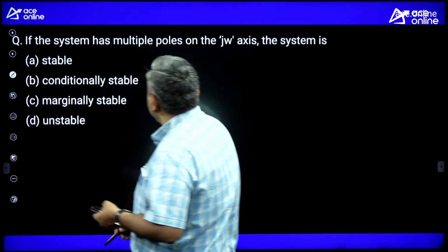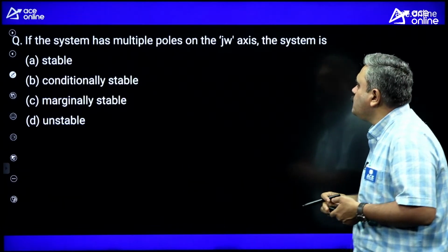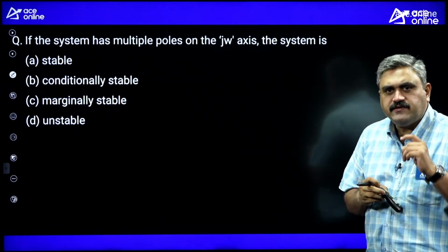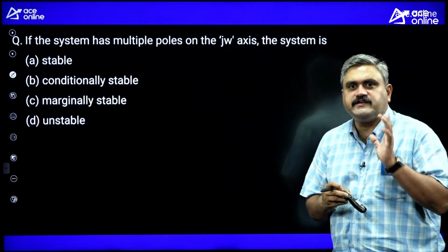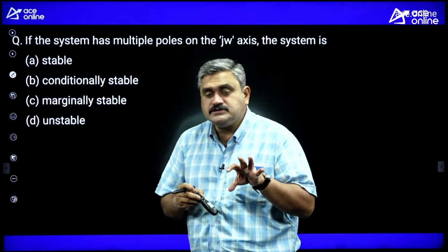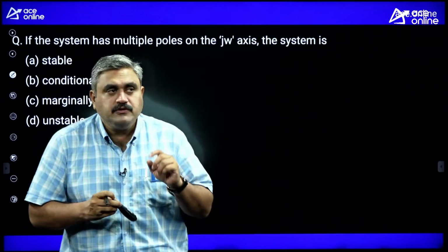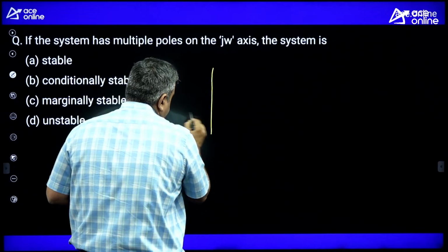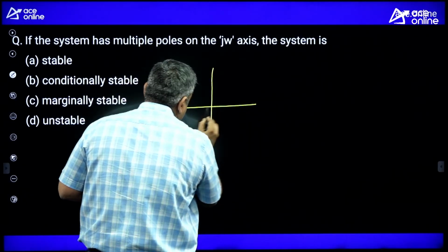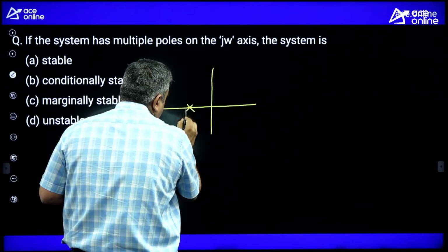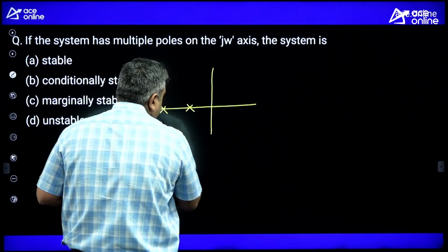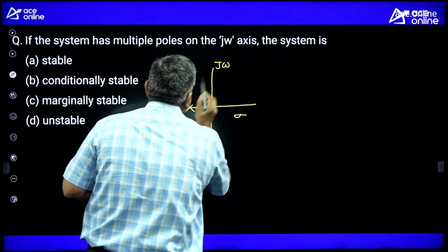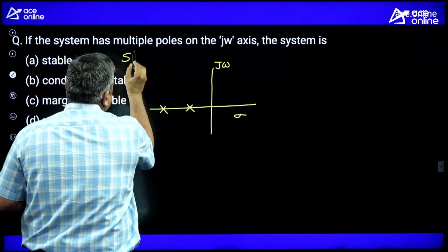If the system has multiple poles on the j omega axis, what is the nature of the system? So basically what is the question related with? It is related with the signals part. I told you fundamentals of signals are very much required. Whenever you have poles, you can apply a very simple concept. If the poles are located on the left half of the S-plane, this is your sigma axis, this is your j omega axis. Now the concept here is related with stability.